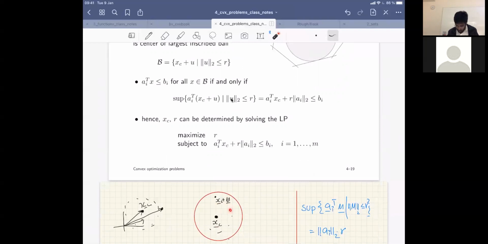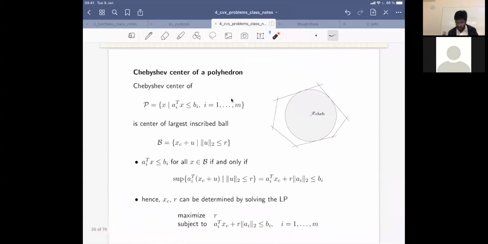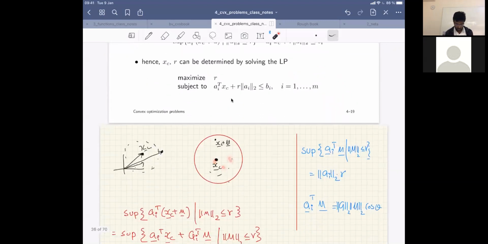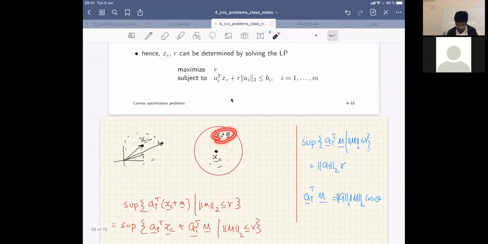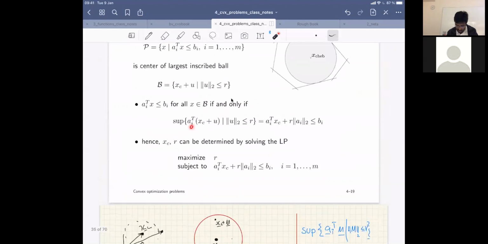So all the points inside this ball have to be in the polyhedron, right? We are looking for a maximum size ball within the polyhedron. The points cannot go outside the polyhedron. So all the points within the ball have to be in the polyhedron. How can we write that? We have to make sure that the points we are picking satisfy this inequality. So what is our point? xc plus u. Just substitute that here, a transpose (xc plus u), with norm of u less than or equal to r.